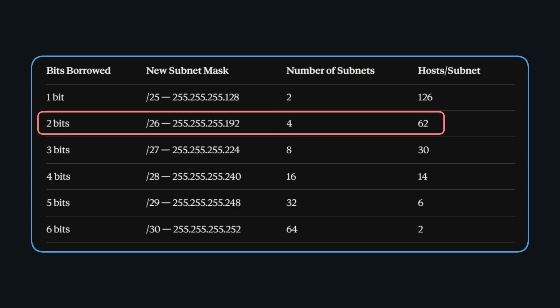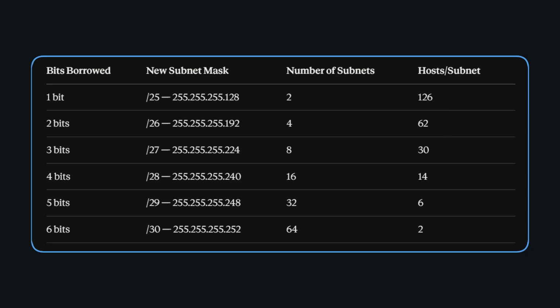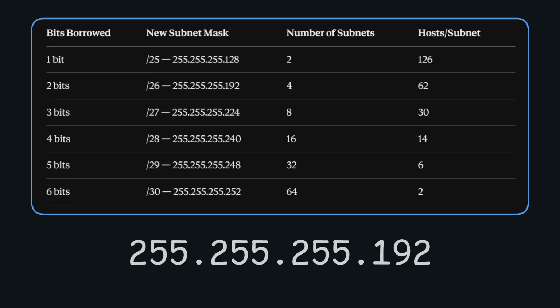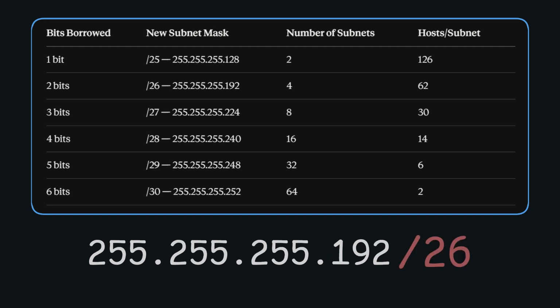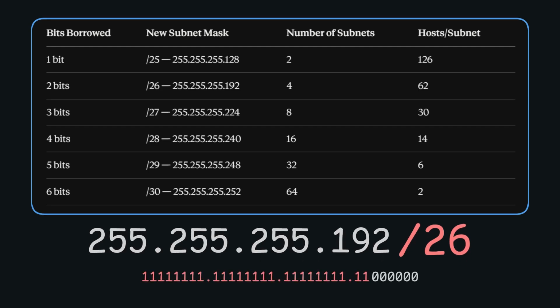Now here's the thing. Even though we only actually need 3 subnets, we still have to borrow 2 bits, because 2 to the power of 1 is 2, and that falls short. 2 squared is 4, and that works. So that 4th subnet, it just stays empty. And honestly, that's completely fine, totally normal. So our new subnet mask becomes 255.255.255.192, which is /26. And in binary, that looks like this.